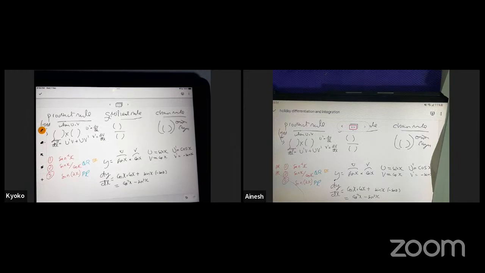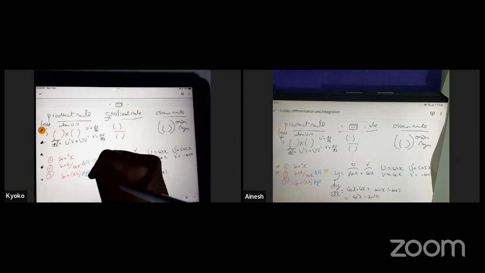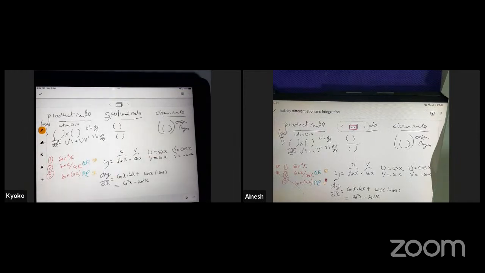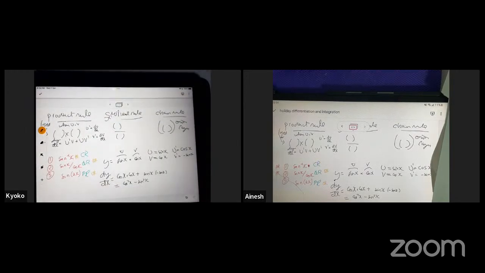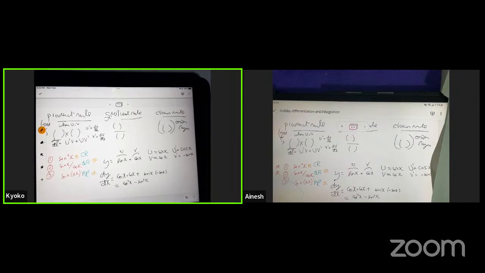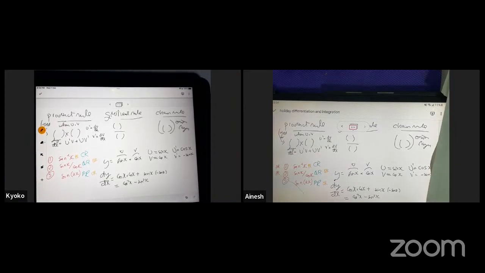Everybody should have at least one rule. Product rule should have one, at least. Quotient rule should have one, at least. Chain rule should have one, at least. I know you're guessing, but just guess lah. All right. Have you done guessing, Kyoko? How about you, Ainesh? Yeah, the red guesses are also my guesses. So let's assume red is Ainesh, right?